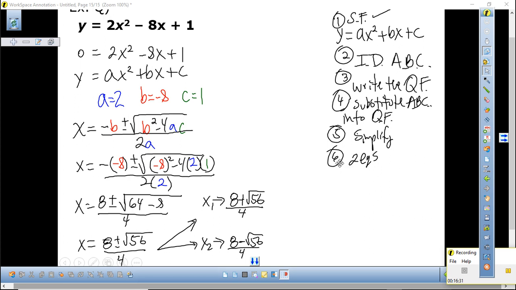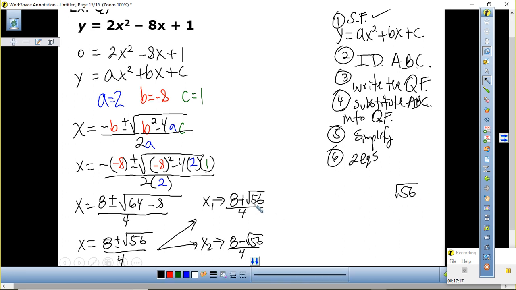Simplify what? Look up. He would simplify which one? The square root of 56. I'm going to do that right here. Square root of 56, because we need a value for it, right? So let's find the value. Square root of 56 is in between square root of 49 and square root of 64, which means square root of 56 is going to be approximately 7 point something.